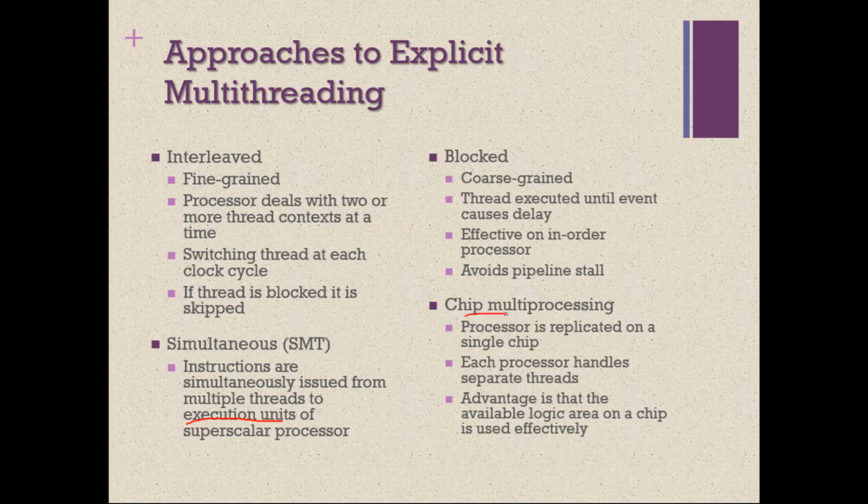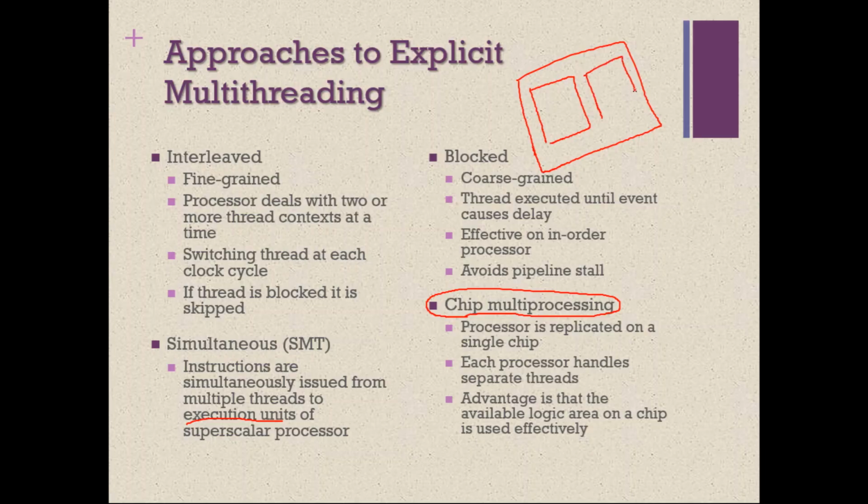Next is chip multiprocessing. Chip multiprocessing means here you will really have multiple processors. A processor is normally stored in a chip, an IC chip. But in this chip there are two processors or more than one processor. In a single chip there is more than one processor. So that concept is called chip multiprocessing. The processor is replicated on a single chip.